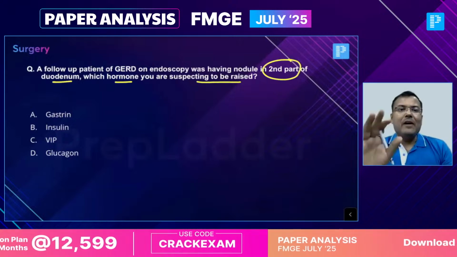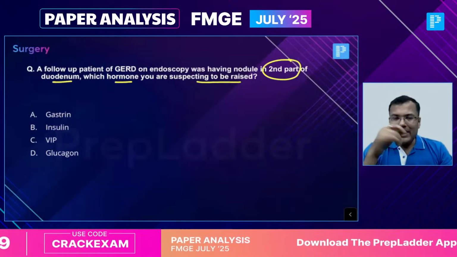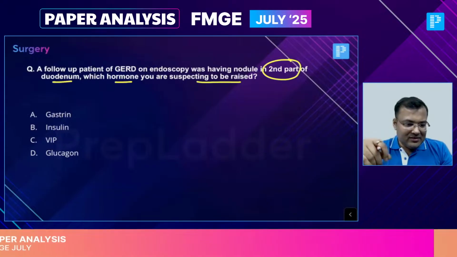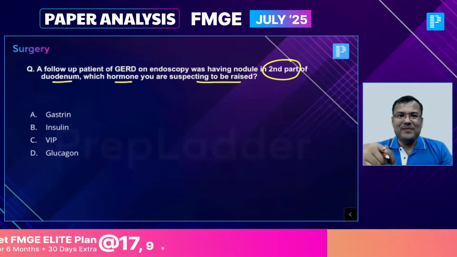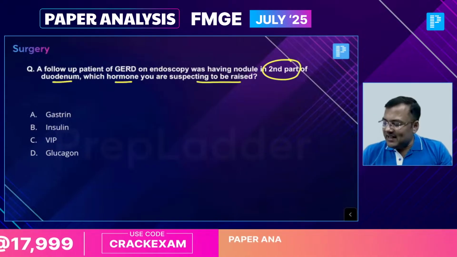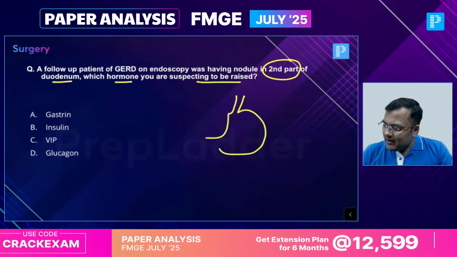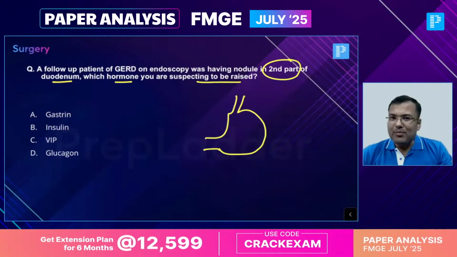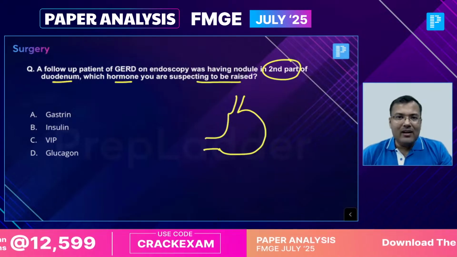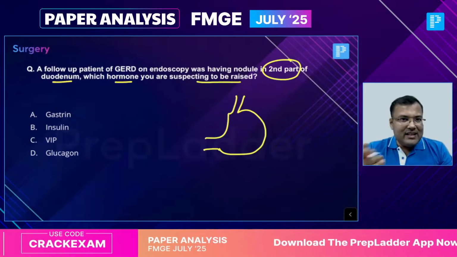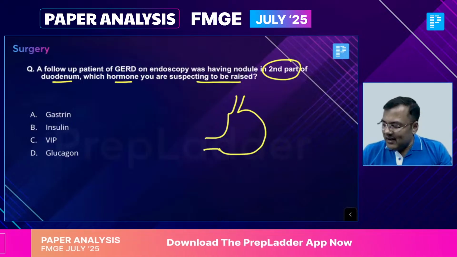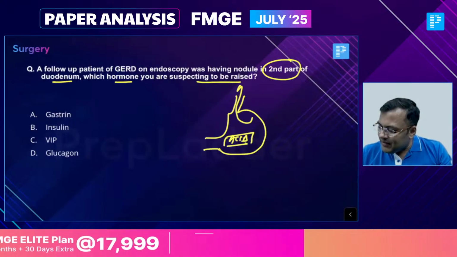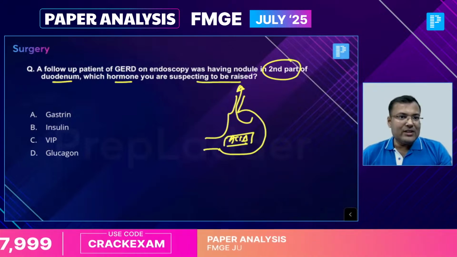Guys, tell me first. What is the cause of GERD here? Easiest question. Now see, it's very easy. What is the problem here? This patient is having a nodule in the second part of duodenum. The patient is having gastrinoma. Because of gastrinoma, there is increased secretion of acid, and because of this the patient is having symptoms of reflux. Got it? So it is gastrinoma.